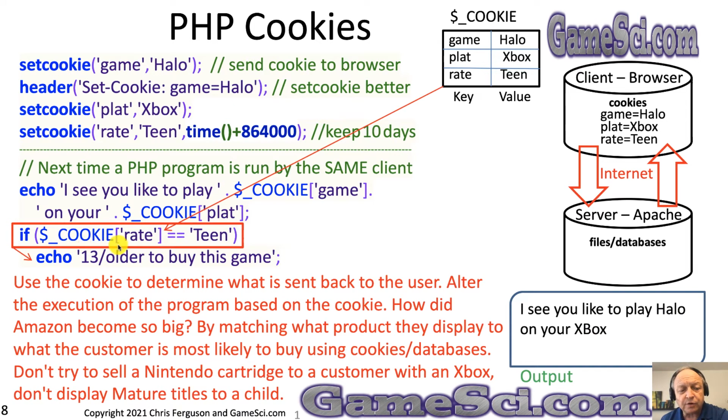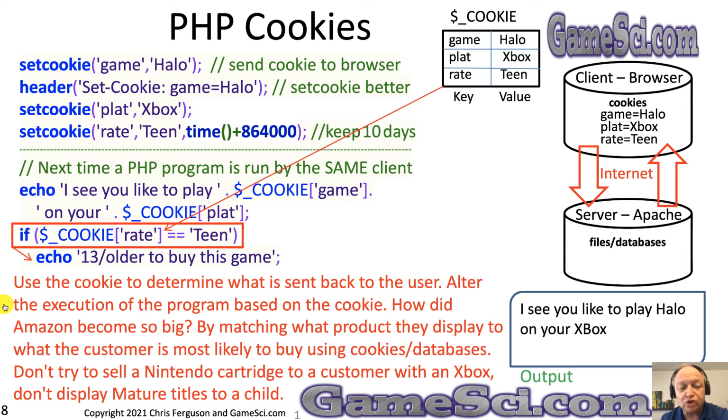If $_COOKIE of rate equals teen, use the cookie to determine what is sent back to the user. Alter the execution of the program based on the cookie. How did Amazon become so big? By matching what product they display to what the customer is most likely to buy. How'd they do it? They used cookies and their database to match those products. Don't try to sell a Nintendo cartridge to a customer with an Xbox.